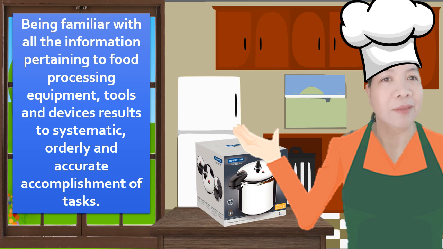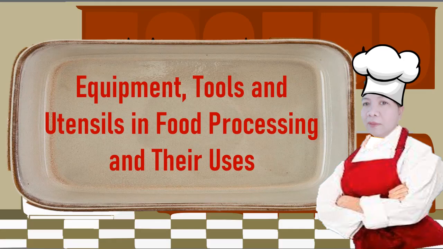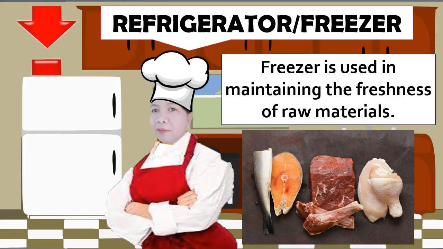Being familiar with all the information pertaining to food processing, equipment, tools, and devices results in systematic, orderly, and accurate accomplishments of tasks. Class, our next stop is equipment, tools, and utensils in food processing and their uses. Our first equipment for food processing is very important. This is refrigerator and freezer.